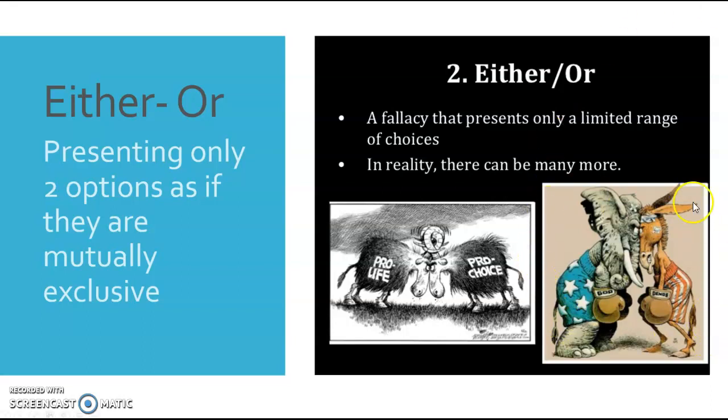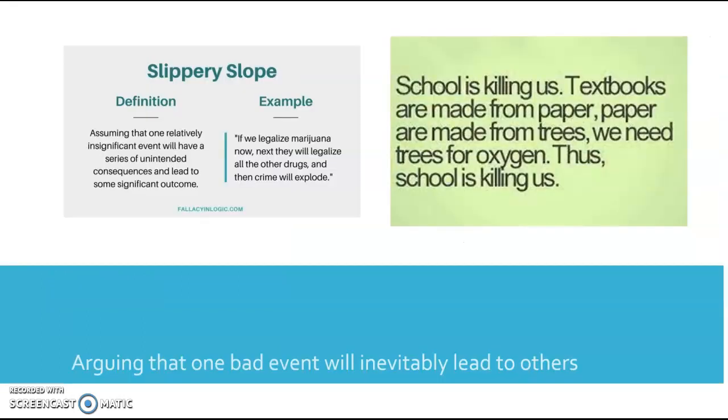Other examples we see in politics, Democrat versus Republican, right? Our elephant versus our donkey, that there is no in between. You are one or the other. Very simple examples of either or thinking. We cannot present an argument this way because the logical listener is going to say there have to be more approaches or answers than these two.